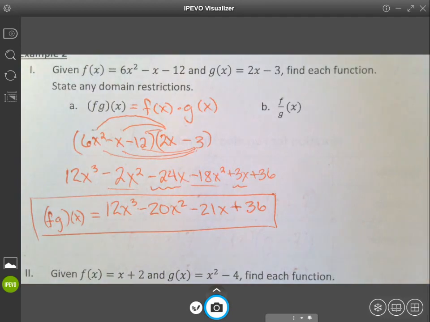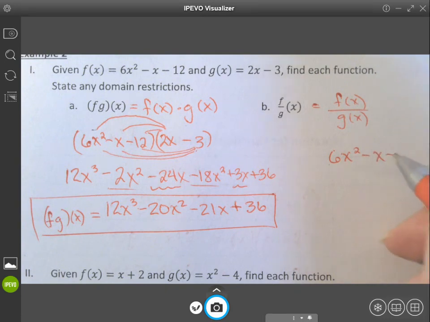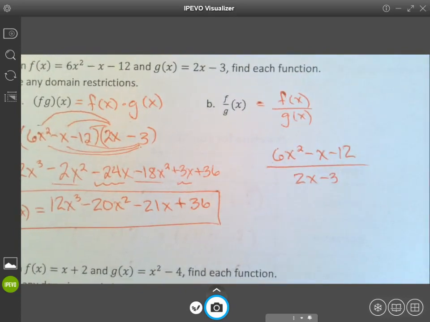Again, the order of division matters. So f of x has to go on the top, g of x has to go on the bottom. Sometimes division's super simple. You write it and you're done. Sometimes we have to factor and cancel. Depends on if the problem's factorable. All right, so are we good there?